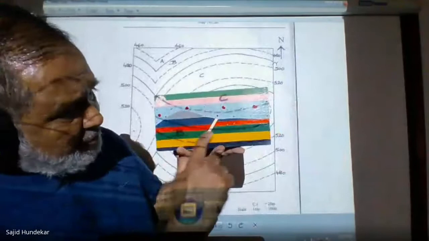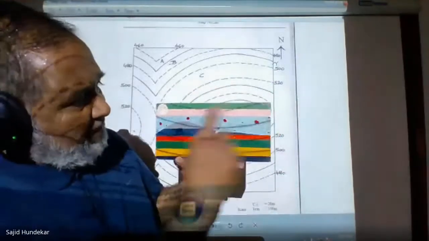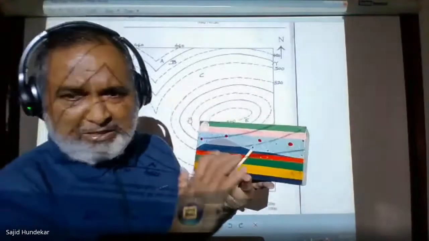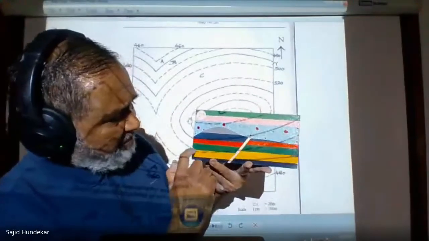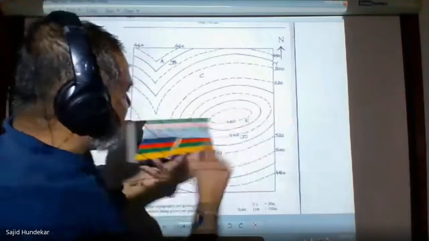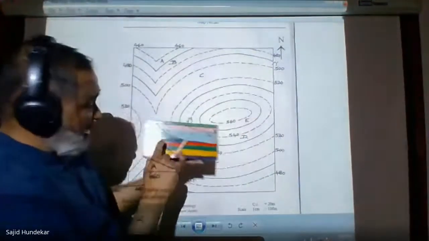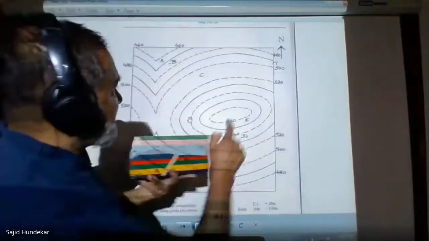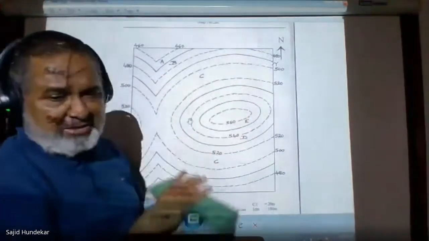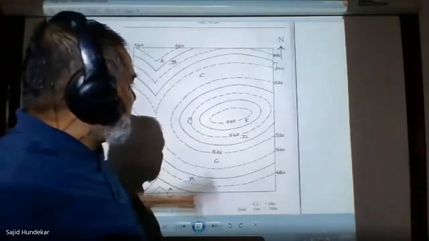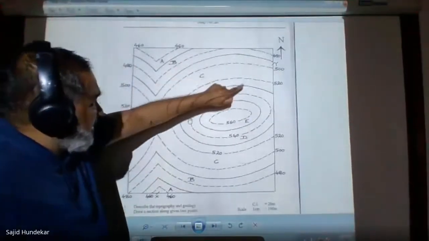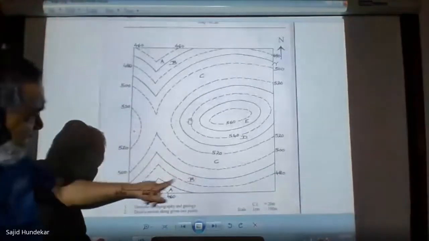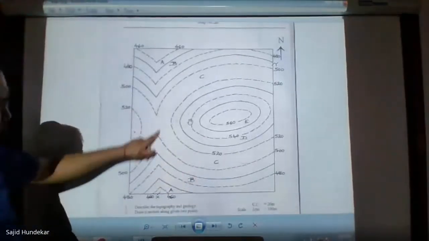Now here we have horizontal beds. This is your horizontal surface, and parallel to it the beds are horizontal. These lines are the contact between green and yellow, then the blue and the orange, and the next line we have drawn. In such a way we have shown that these are the lines which are running parallel to the contour. You can see anywhere these are exactly parallel to the contour.